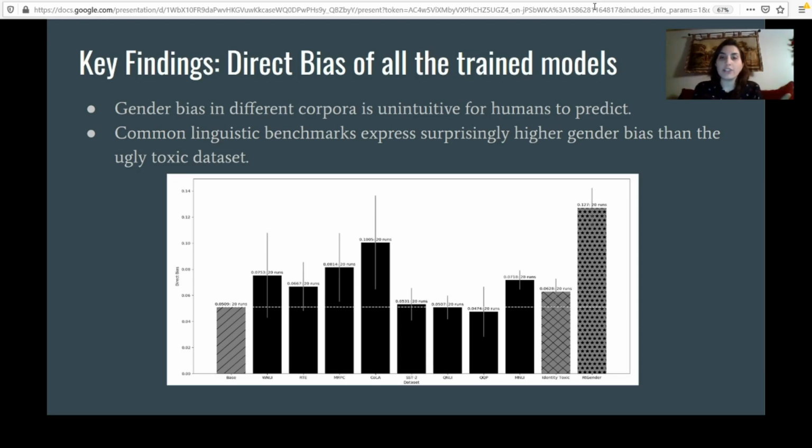And if I ask you, would a common linguistic benchmark show more gender bias or a toxic data set that is toxic against gender and religion and so on, you would probably say the toxic one. But surprisingly, in our research, it shows that the linguistic ones showed more gender bias. That's unexpected, and that shows that gender bias in different corpora is unintuitive for humans to predict. Also, on the rightmost bar, you can see there's this star patterned bar, and that one is the RT gender.